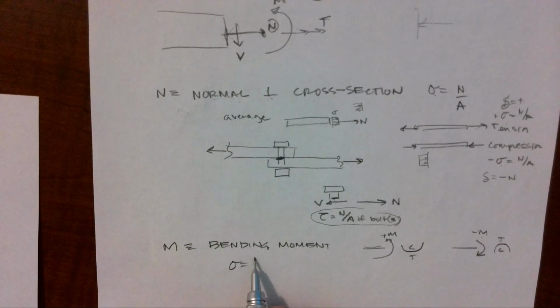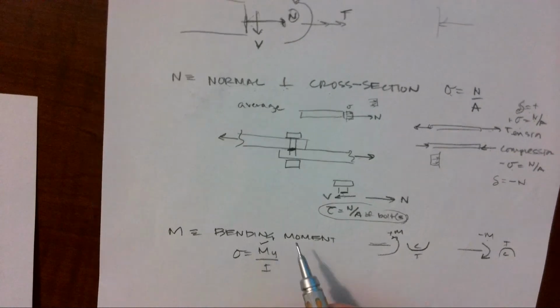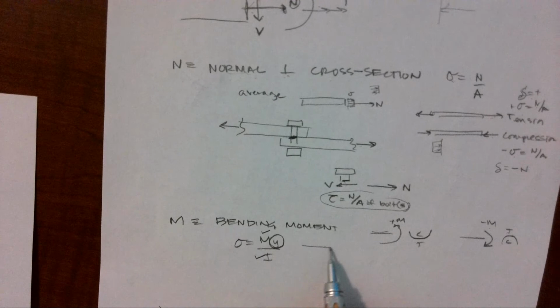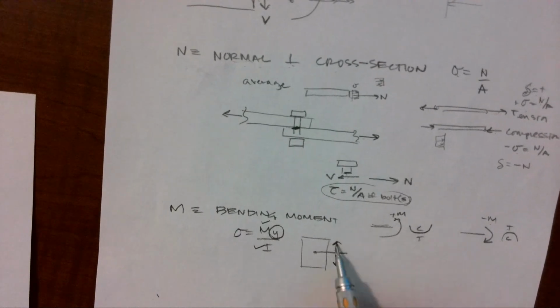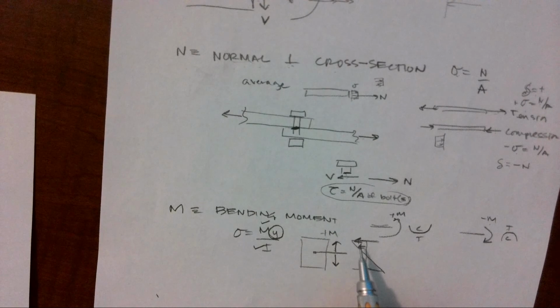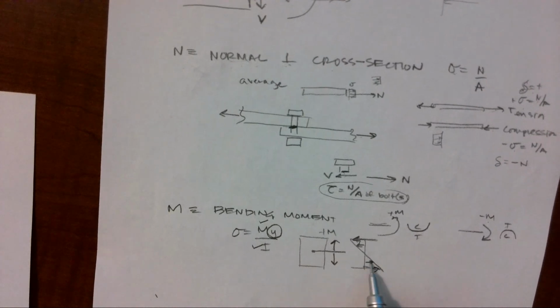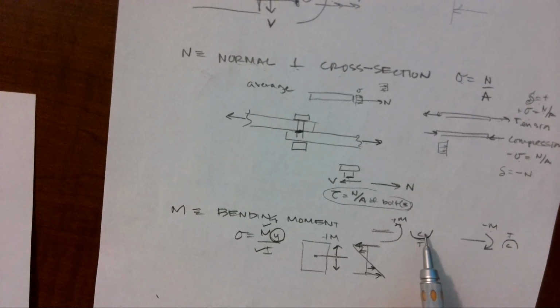Our equation is My over I. So M is constant on a cross section. My moment of inertia is constant, but y, if we're looking at a rectangular section, is the distance up or down from the centroid. So as we go farther up, y increases, which means that the stress we have increases as we go up. If it's a positive moment, then I'm going to have compression up here. And on the bottom, I'm going to have tension because these fibers are really having to stretch and elongate to make this curve happen. These fibers at the top are really having to go into compression to make that curve happen.